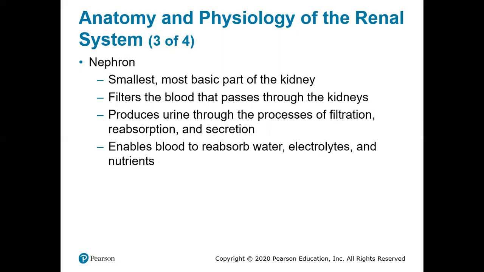The nephron, still on page 526. The nephron is the smallest, most basic part of the kidney. It filters the blood that passes through the kidneys, produces urine through the process of filtration, reabsorption, and secretion, and enables blood to reabsorb water, electrolytes, and nutrients.